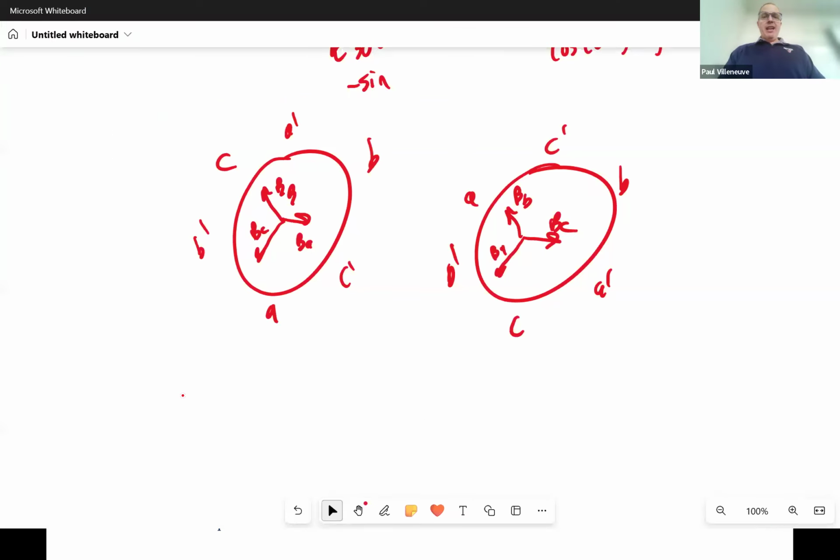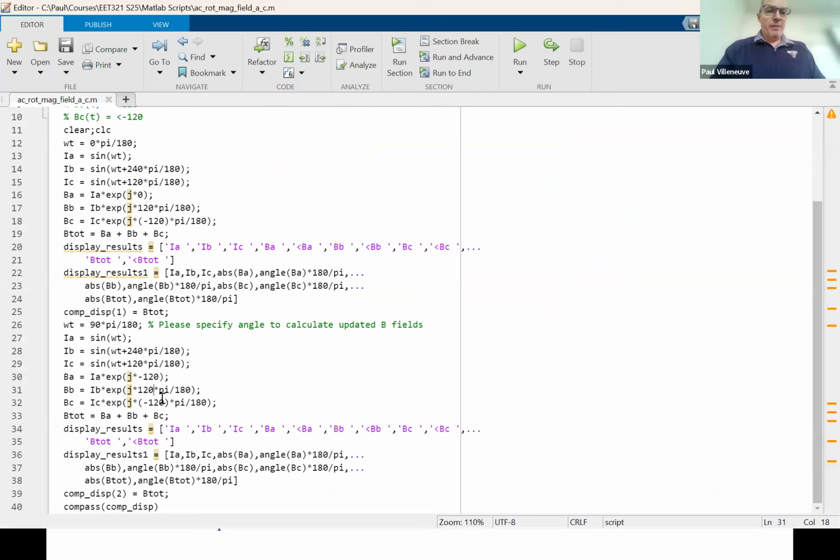B sub B hasn't changed, right? I didn't swap B at all. I just swapped A and C. So there's no work that needs to be done for B sub B. B sub C now is at 0 degrees. So I bring this one to 0 degrees. I have to do it here, and I have to do it here because I'm doing two calculations, right?